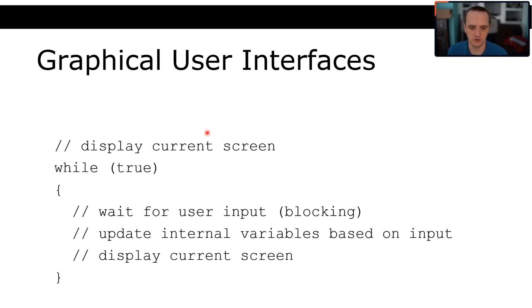So what would that look like in code? It's basically the same thing. You display the current screen of the user interface. So this might be the document that you're looking at, or a PDF file or whatever. And then while true, you wait for some user input. In this case, you could have mouse input, right? Or you could have keyboard input, etc. And then you update the internal variables based on that input, and then you display the current screen again. And so that's what's happening in most graphical user interfaces. Now, of course, like I said, most GUI APIs now are multi-threaded, and so it's a little bit more complex than this. But at a basic level, this is what is happening.